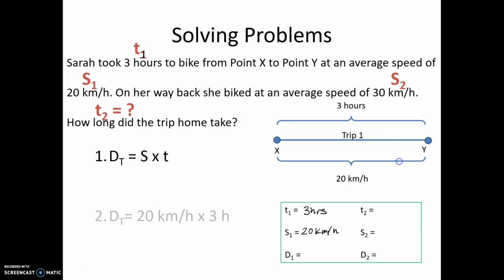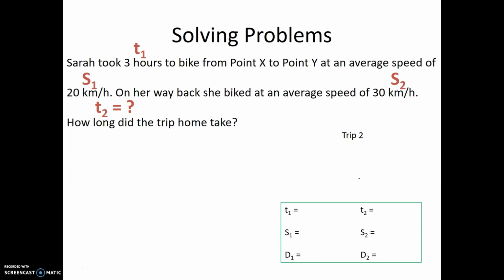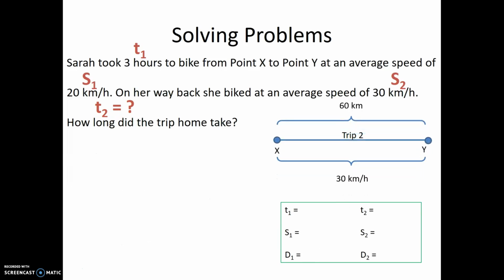So let's use our distance formula and plug in our numbers. We have 20 kilometers per hour times 3 hours, and we're going to find that our distance is 60 kilometers, and we can write that in right here. Okay, so 20 times 3 is 60 kilometers. So we already know that she traveled 60 kilometers, and we need to know how long it took her to get home.